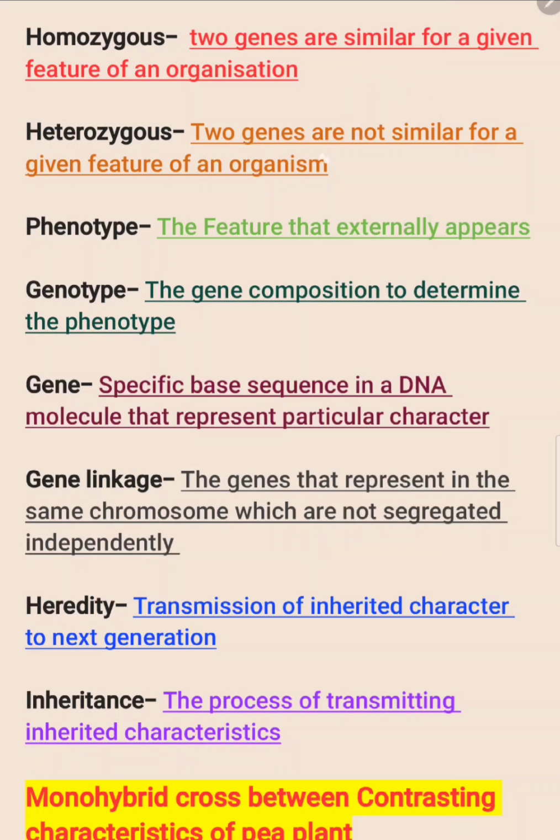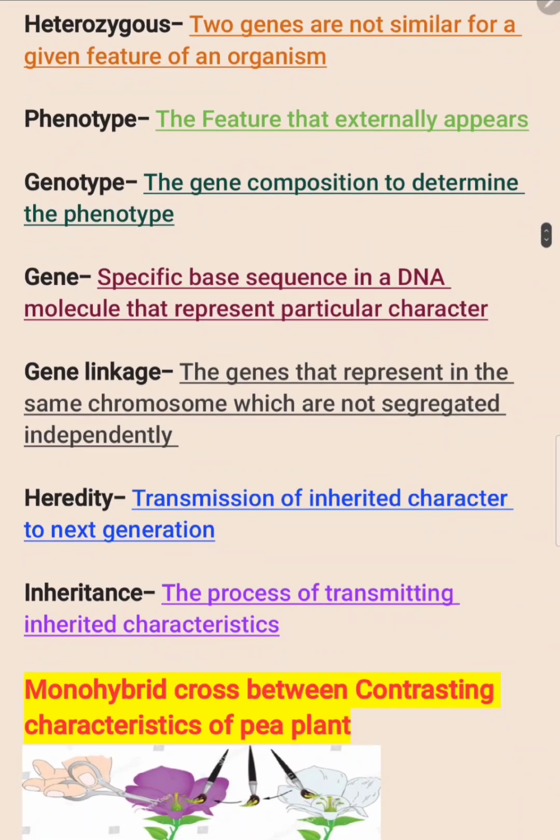They are homozygous. Heterozygous means the two genes are not similar for a given feature. One is a capital letter, the other one is a simple letter. When there is a heterozygous feature, the dominant character will appear externally. The phenotype. Phenotype is the feature that appears externally. For example, color of the pod, height, and the shape of the pod. Those are the externally appearing features. Genotype is the gene composition that determines the phenotype.